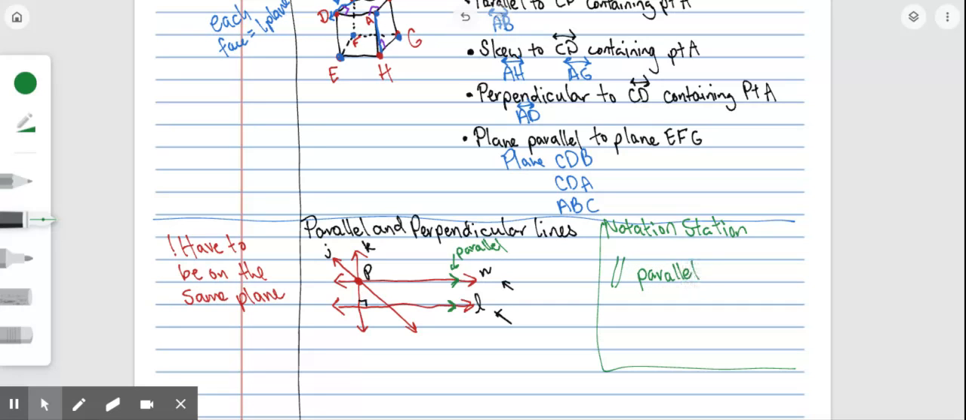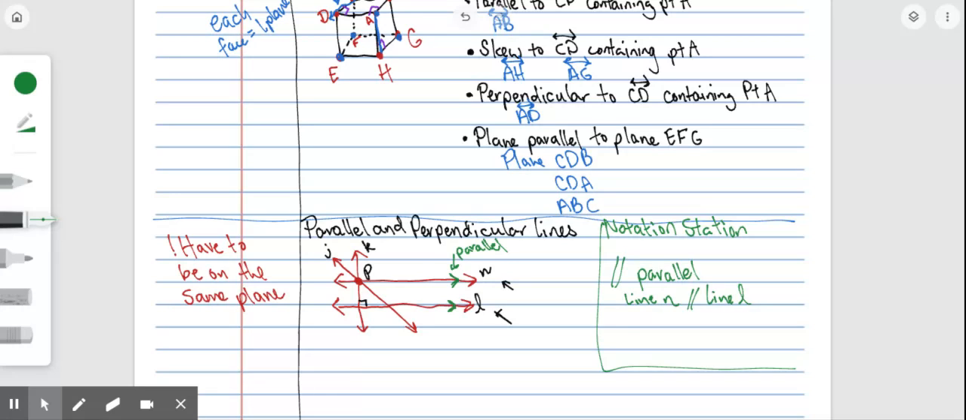So I might write a sentence that says line N is parallel to line L. And that's it. That's all I have to do. I don't have to write any words or whatever. I'm just saying that those two lines are parallel to each other.